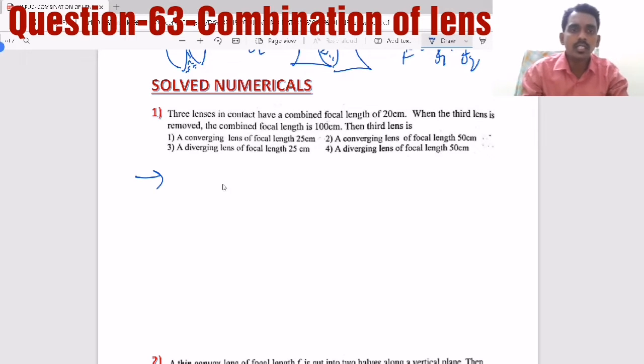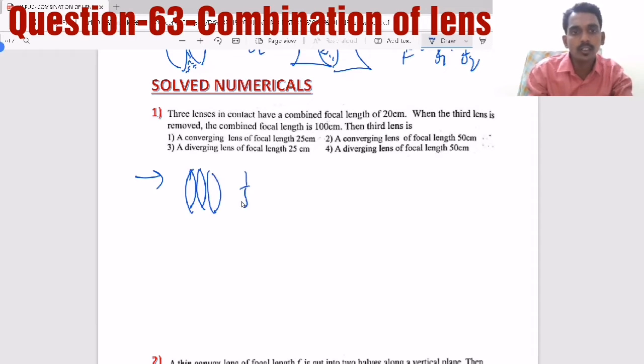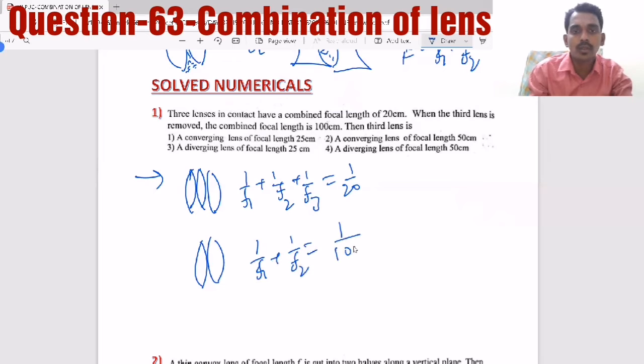Now the very first thing is, three lenses in contact have a combined focal length of 20 centimeter. Three lenses are in contact. That means 1 by f1 plus 1 by f2 plus 1 by f3 equals 1 by 20. When the third lens is removed, that means now only two are there. That means now 1 by f1 plus 1 by f2 is 1 by 100. Now the effective focal length is 1 by 100 only. So if you substitute this in the first equation, then 1 by 100 plus 1 by f3 equals 1 by 20.